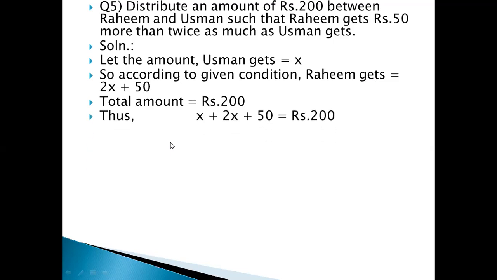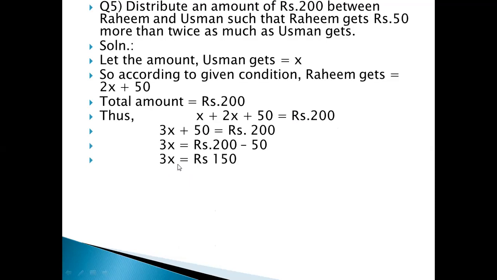So according to the given condition, x, Usman's amount, plus Rahim's amount, 2x plus 50, is equal to 200 rupees. Now you add them. 2x plus x, 3x plus 50 equals 200 rupees. 50 is added here, shifted to the other side, it will be subtracted. So 200 minus 50, you will get 150, and 3 multiplied with x, shifted to the other side. So 150 divided by 3.